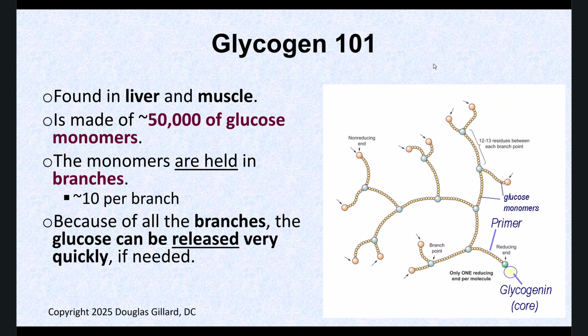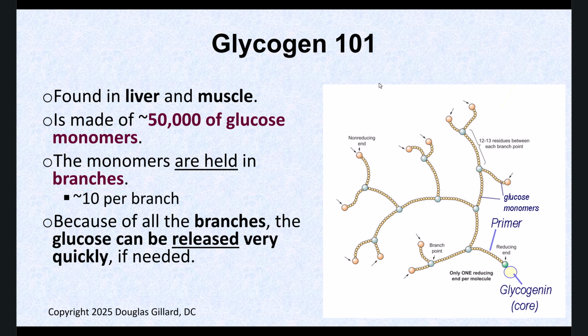All right, just a word about glycogen. So this is a glycogen molecule. This is pretty accurate. On boards, they usually don't go this deep, but I put the glycogenin core in there, and I put the primer on there. So this is a real true glycogen. All these little tiny dots, those are all glucose molecules. So there's a lot of them.